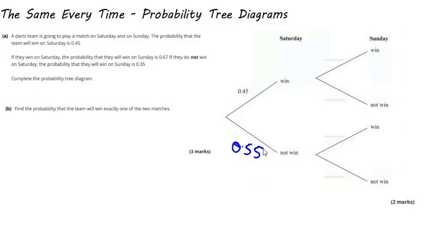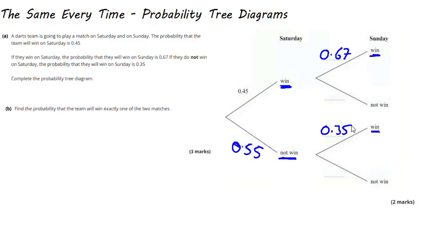Now, if they win on Saturday, so we're looking at this situation here. If they win on Saturday, the probability that they will win on Sunday is 0.67. So 0.67 goes in there. If they do not win on Saturday, so that's that one there, the probability that they will win on Sunday, so that's that one, is 0.35. So I've got those from the words there, and I can fill in the rest of the probabilities.